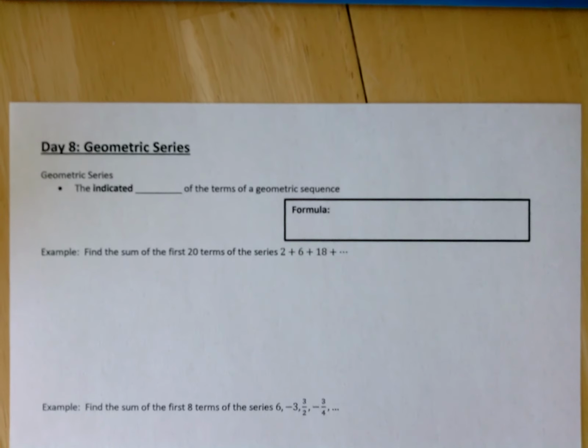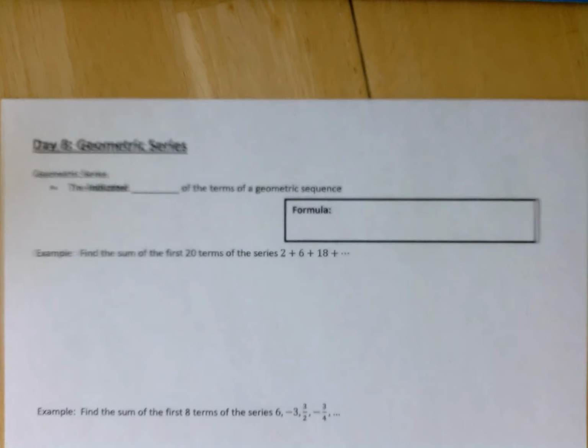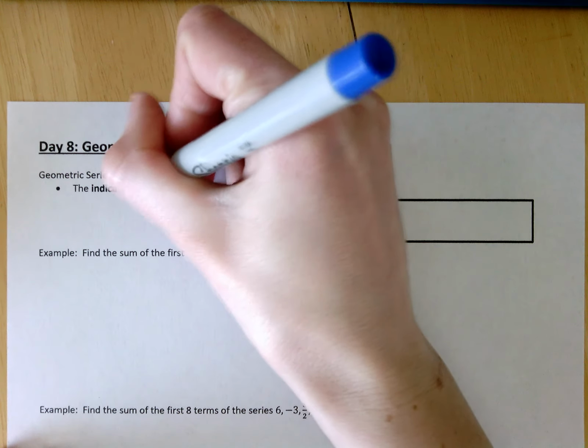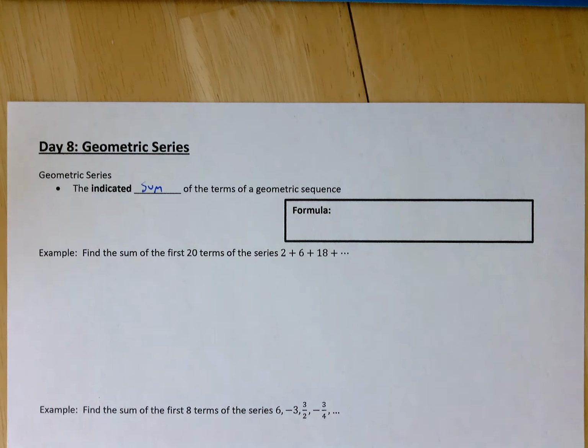All right, so today we are looking at geometric series. A geometric series is the indicated sum of the terms in a geometric sequence. Just like an arithmetic series was the sum of all the terms in your sequence, that's what a geometric series is as well. So we're going to have a list of numbers that we want to add together.